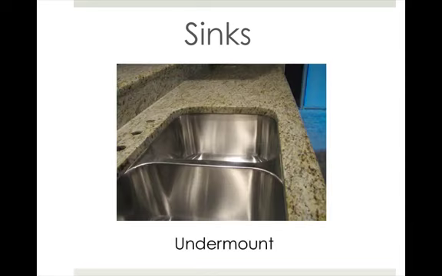Now, there are various types of sinks. This one is an undermount, so you can see that the sink is actually installed underneath the counter. This is really nice because it allows you to wipe things directly into the sink, and you don't have this lip or edge to catch bacteria and things around the edge of the sink. It can be a more contemporary design, or it can be used in traditional applications.